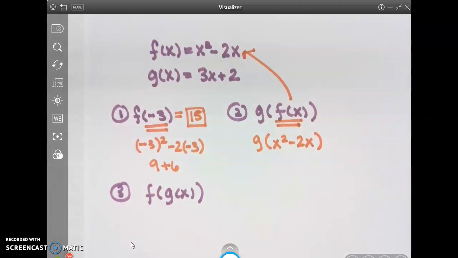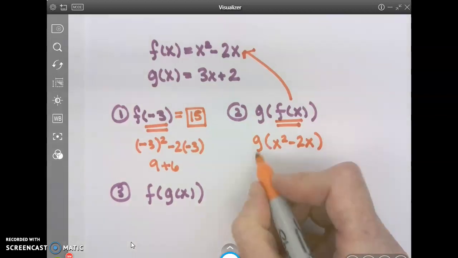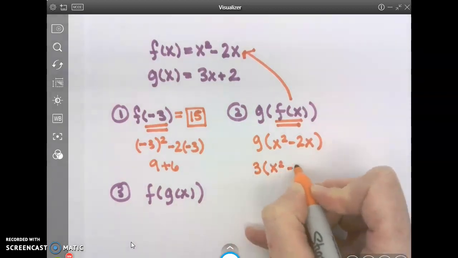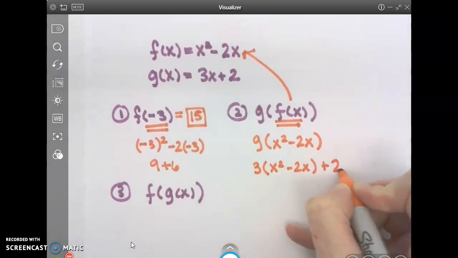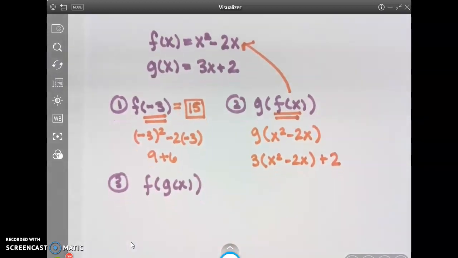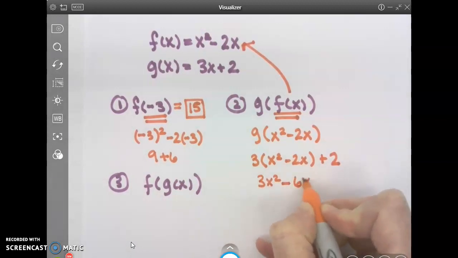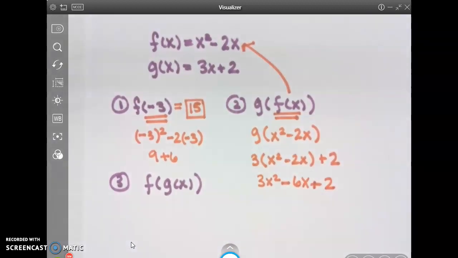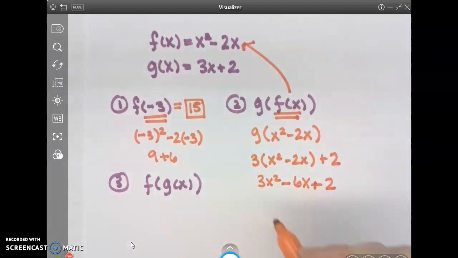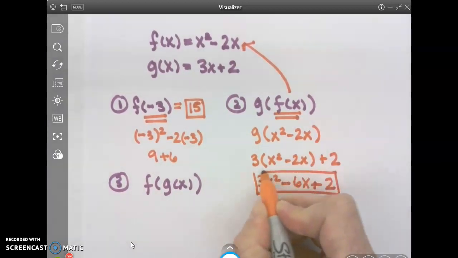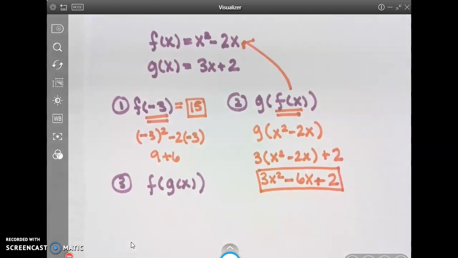So one substitution. Now from there, I'm going to take what's inside the parentheses, and I'm going to substitute that in for every x I see in the g function. So the 3 stays the same, your substitute goes in parentheses, and the plus 2 is still there. And the last thing I have to do is do what? Distribute. Yep. We distribute, and we'll combine like terms if we can. No like terms to combine. So we're done. No, you do not need to factor. Do not try to break it apart again. Just leave it as such.